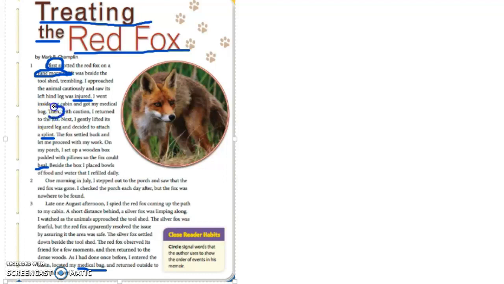Next, there is the word then. That is a sequential word. And the word next. Both of those words tell me the order in which something is happening.